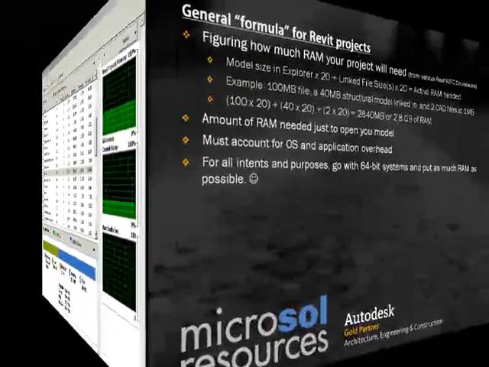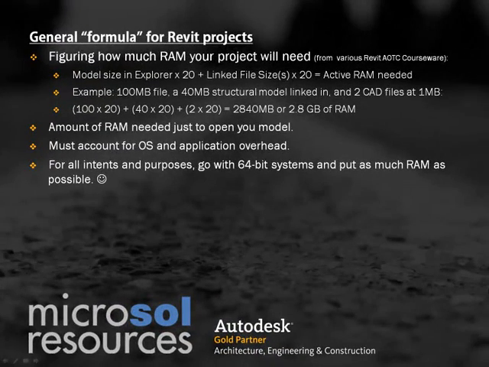So now that you know there's a general overhead just to start Revit, you need to also allocate some memory for having your Revit projects open. To figure out how much RAM your projects will need, you can use a formula derived from some Revit AOTC courseware. So you take your model size in Windows Explorer, you multiply that by 20, and you take your linked file sizes and you multiply that by 20, and that is the active RAM you need. Of course, this is a very general formula.